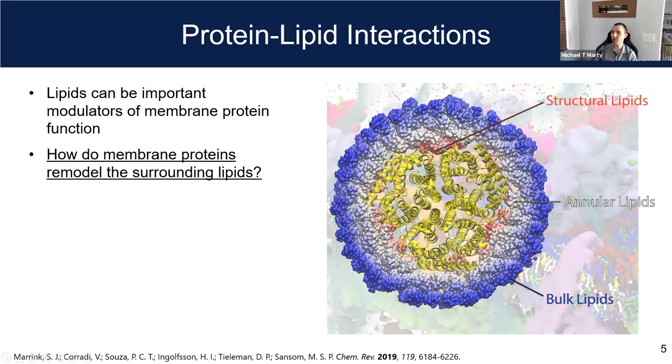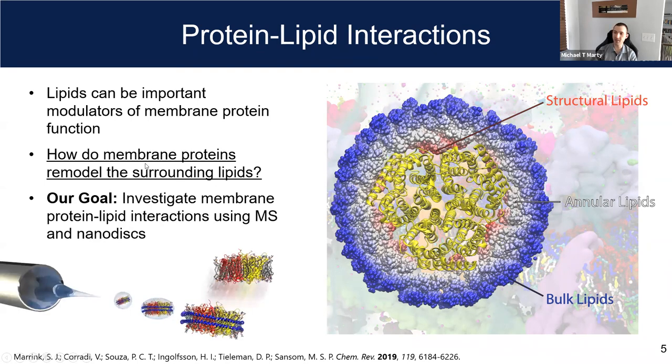In various lipidomic studies, we can say that there are different changes in lipids. People have done some beautiful mass spec imaging where they see that lipids are very different in different tissues. But what we're really interested in is, what do these structural lipids and annular lipids around the protein look like? In other words, how is the local lipid environment around the protein different than the bulk lipids that might be around it? And so we wanted to do this using a combination of mass spec and nanodiscs.